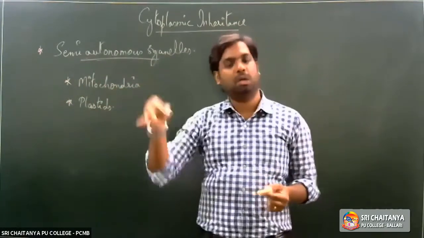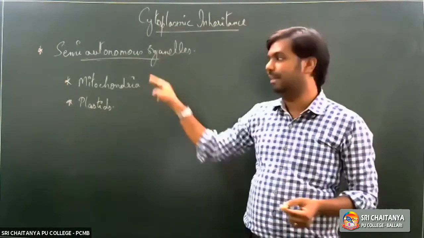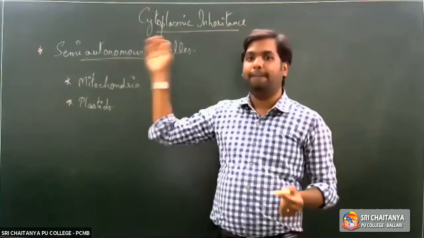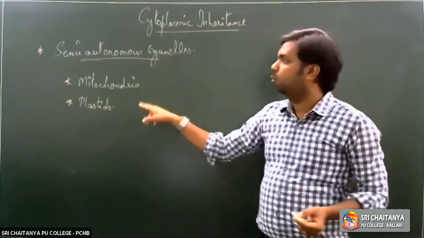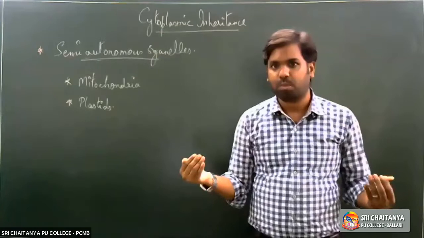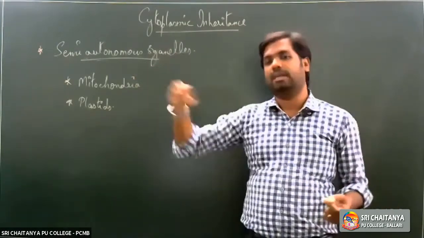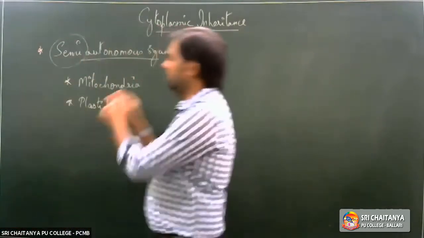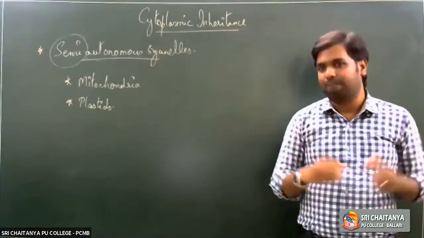Why do we call it semi-autonomous? Reason number one, because they have DNA within their organelle. Since they have DNA, they would be autonomous, but we don't call them fully autonomous because they cannot do their work by themselves completely. They are dependent on the nucleus for carrying out some sort of work. That's the reason why we use the term semi here. Okay, so keeping that aside, there are two semi-autonomous organelles present in the cell.